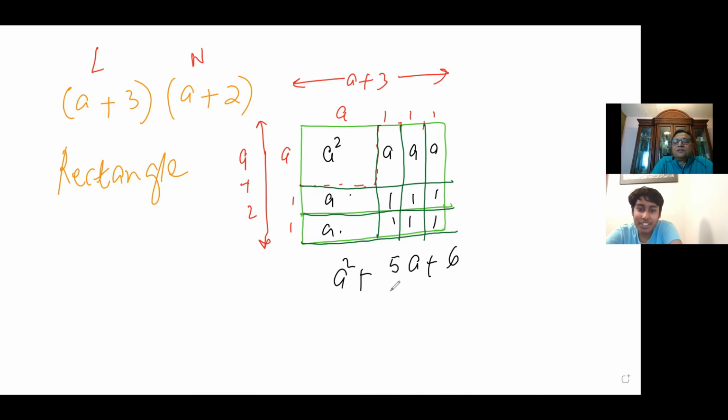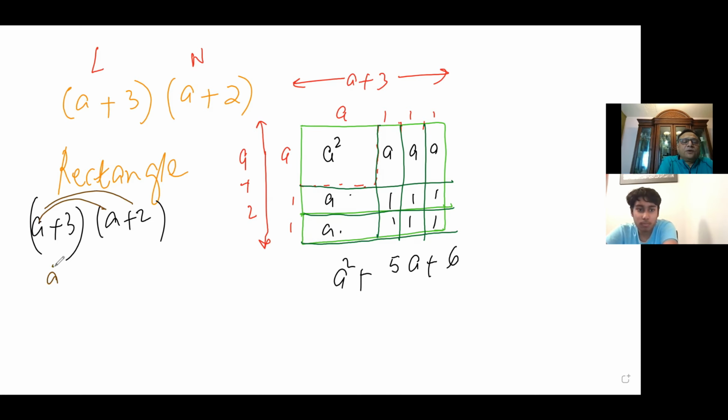So that is the result, increased by 5a and 6, the whole shape itself. The area, A square. So if I expand, let us say, A plus 3 times A plus 2, what do I get? If I multiply with A first, I get A square plus 2A, correct? And then with 3, I get plus 3A plus 6, right? So now I combine: A square plus 5A plus 6, which is the same.